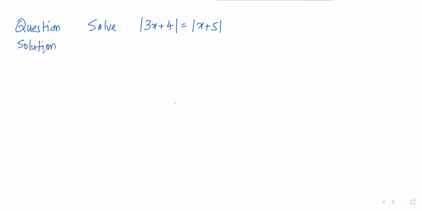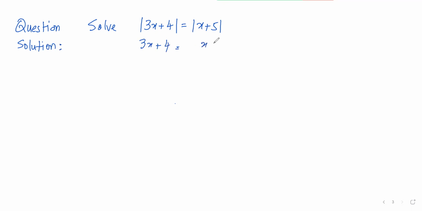Second question is a different question. Solve 3x plus 4 modulus is equal to x plus 5. This is again a modulus equation. So what is the technique? There are different methods, but the shortest approach is that you remove the modulus sign, keeping in mind that we are handling the modulus thing.